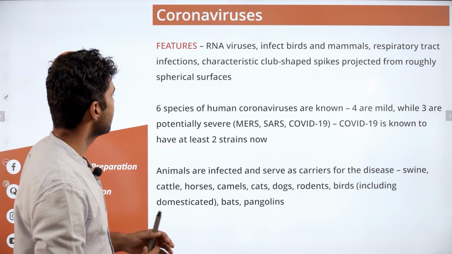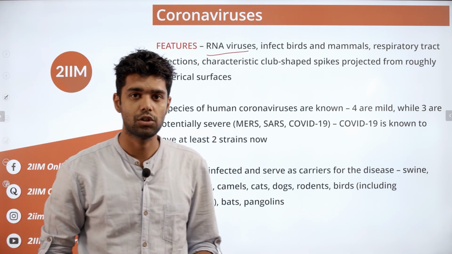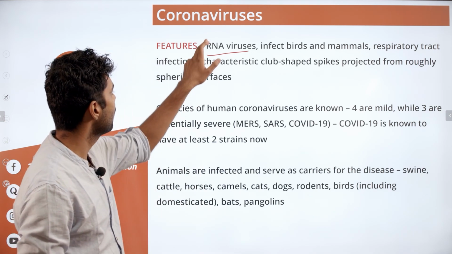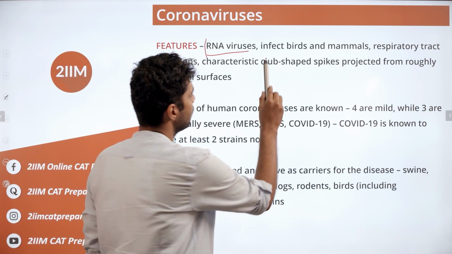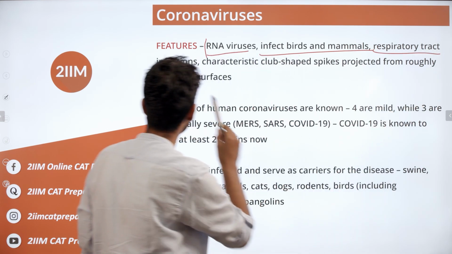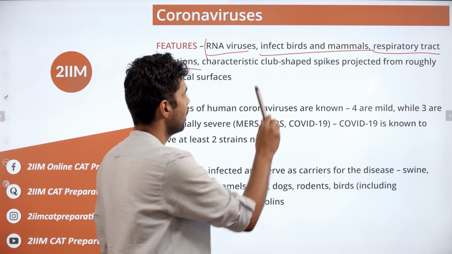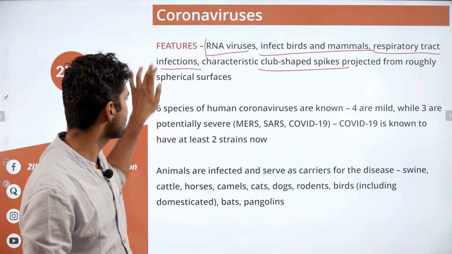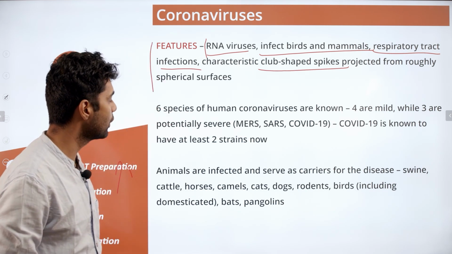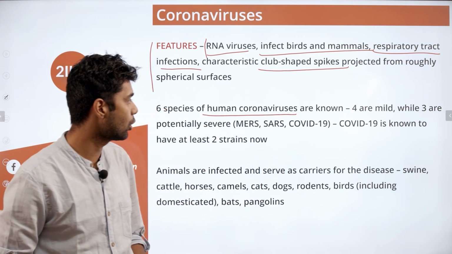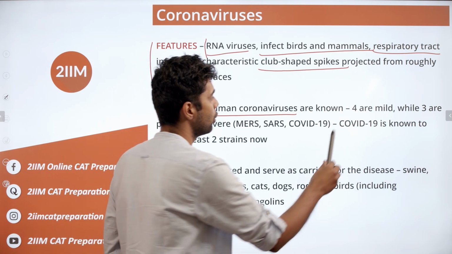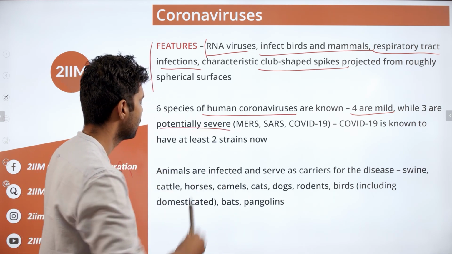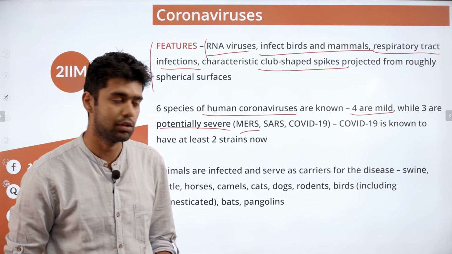Coronavirus. The coronavirus family is basically a family of RNA viruses. Like I mentioned before, viruses are basically strands of DNA or RNA encapsulated within some protective layer. So coronavirus is basically an RNA virus, and it infects birds and mammals, causing respiratory tract infections. Typically, it has club-shaped spikes that project from a roughly spherical surface. So these are some basic features. We have identified 6 human coronaviruses. Human coronavirus refers to the coronaviruses which infect human beings, and 4 of them are known to be mild. They have very minimal symptoms in human beings, while 3 are potentially severe. One is MERS, which refers to Middle East respiratory syndrome. It was a major outbreak.